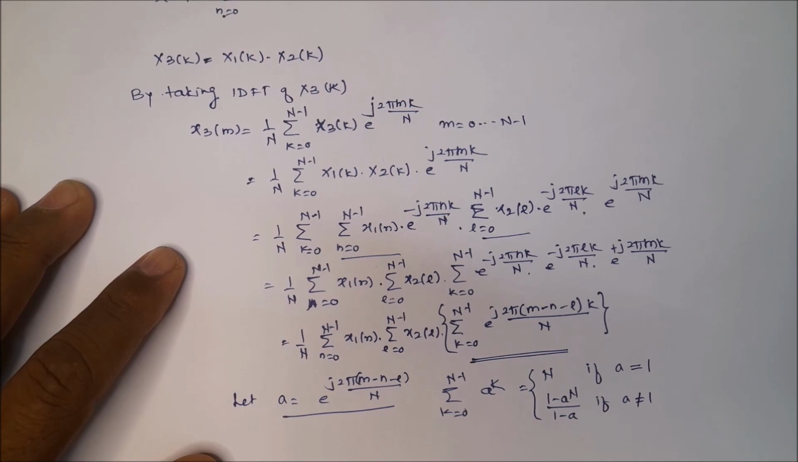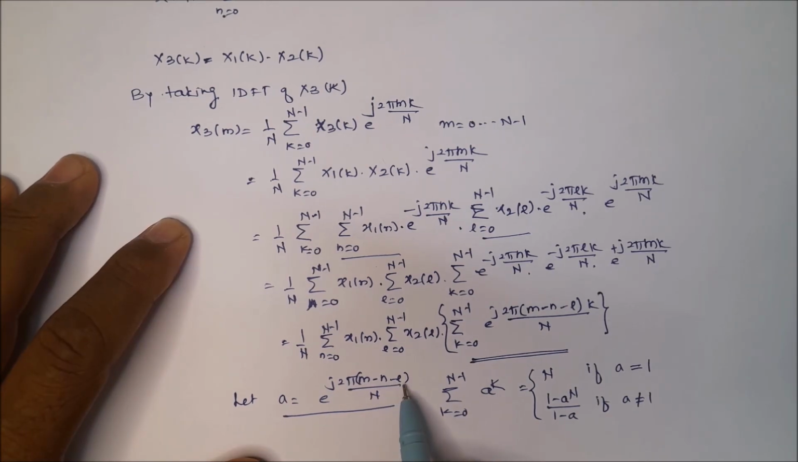So now, for a to be 1, m minus n minus l must be a multiple of N. If m minus n minus l is a multiple of N, the N gets cancelled and this term will be e raised to j 2 pi into some integer, and we know that e raised to j 2 pi into an integer, or integer multiple of 2 pi, is equal to 1. So hence this a will be equal to 1 if m minus n minus l is a multiple of N. For any other value of m minus n minus l, a raised to N will be equal to e raised to j 2 pi (m minus n minus l), where m minus n minus l is an integer.